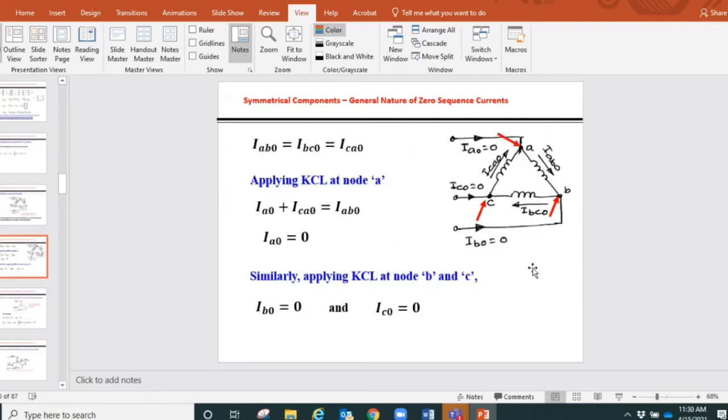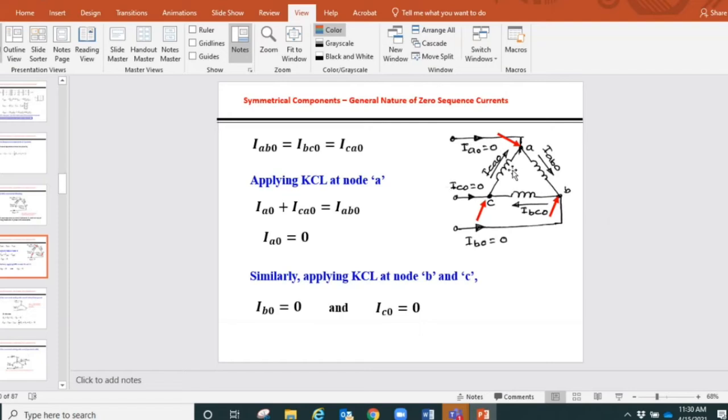Now what we need to do is apply Kirchhoff's current law at each and every node, those A, B, and C. At each of these three nodes we apply Kirchhoff's current law, and we'll find that the line current IA0 will be equal to 0, IB0 will be equal to 0, and IC0 will also be equal to 0. How we'll find that? We apply Kirchhoff's current law to node A, and we find what currents are coming in and what currents are going out. We know the convention: coming in is positive, going out is negative.